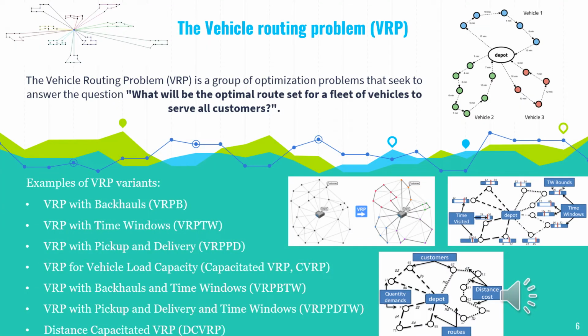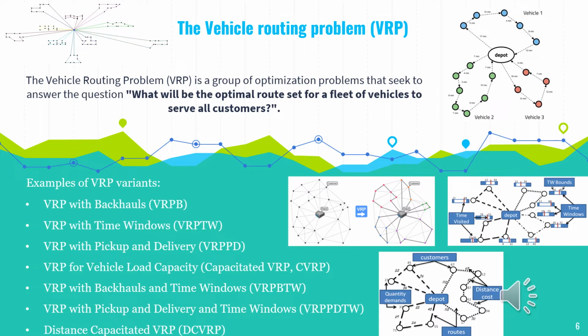The vehicle routing problem is a problem that we use as a benchmark to check if our bee algorithm works properly. The vehicle routing problem is a group of optimization problems that seek to answer the question: what will be the optimal route for a fleet of vehicles to serve our customers?